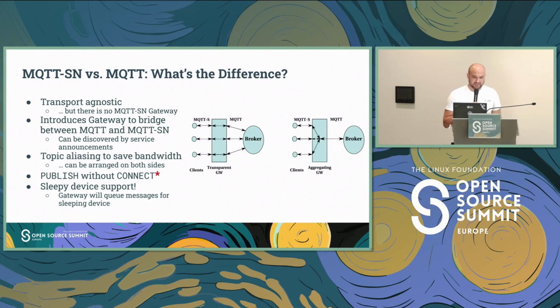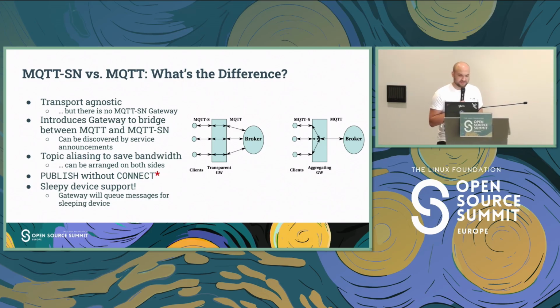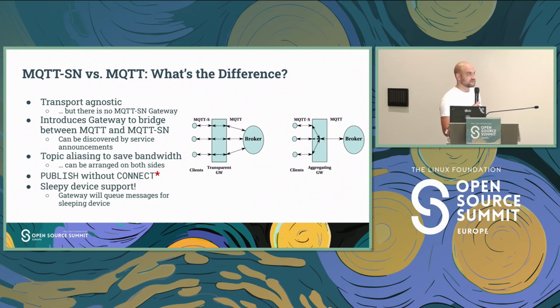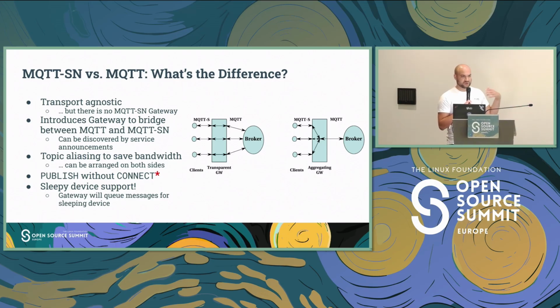And last but not least, and very important actually, MQTT-SN provides a way to support intermittently connected devices or sleepy devices. So as a battery-powered sensor node, I want to maybe establish a connection to the MQTT broker and then go to sleep and wake up and not reestablish the connection.